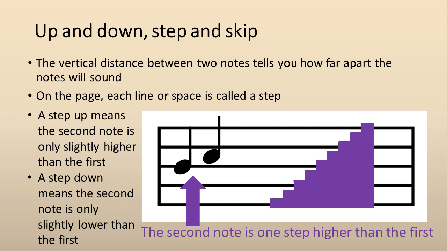If one note is on a space, and the next is on the line just above that, as in the example, we say they are a step apart, as on that stairway on the right. Notes have names like A, B, and C. 2 notes that are a step apart will have names that are 1 letter apart. In the example, the 2 notes are B and C.